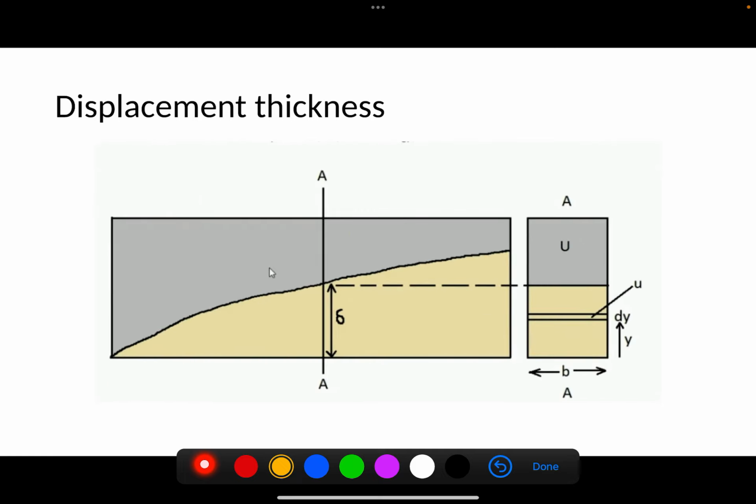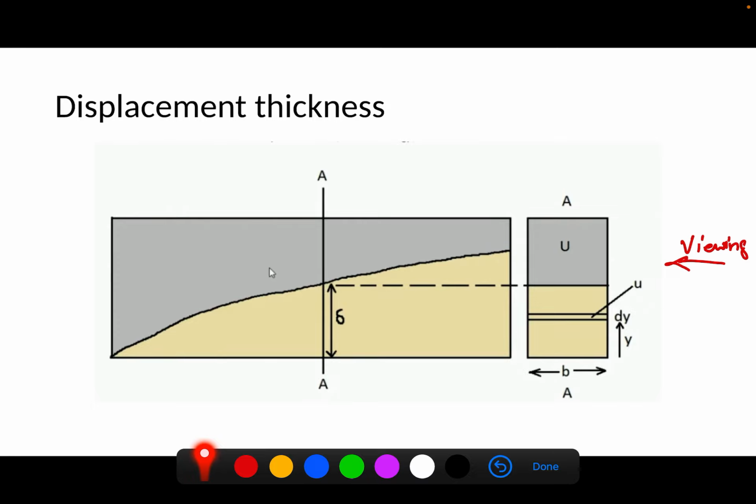Next is displacement thickness. We can explain it by considering a cross section. I take one cut section and view it from this direction, and I can see this region like this. You can see this length is delta, and the width of the plate is b.